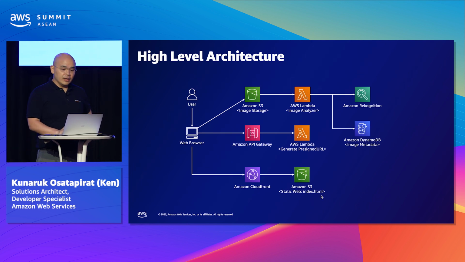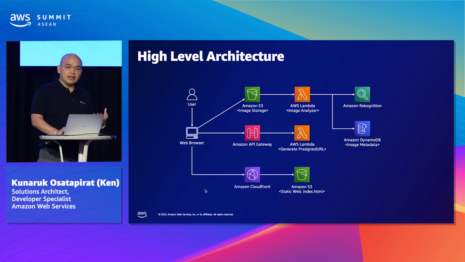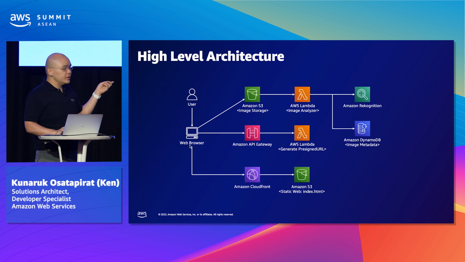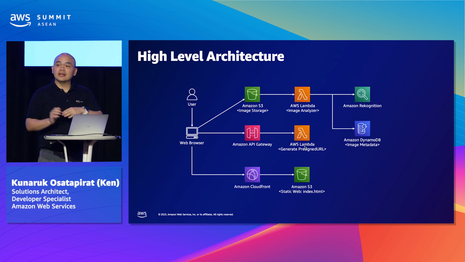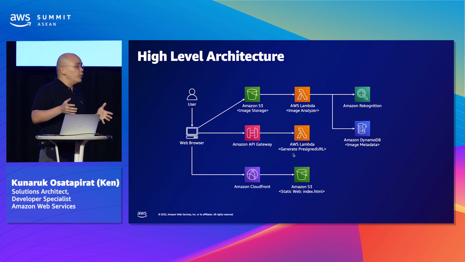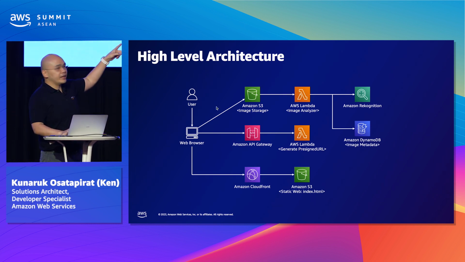All right, so the web application is going to be deployed on Amazon S3, which is an object storage that we can use to host a static website, and distributed using CloudFront, which is a CDN service from AWS. And once the web application has been loaded into the user's web browser, it's going to make an API call to the backend, to API Gateway and Lambda, for generating the presigned URL. The presigned URL will be used for uploading the image to the target bucket.